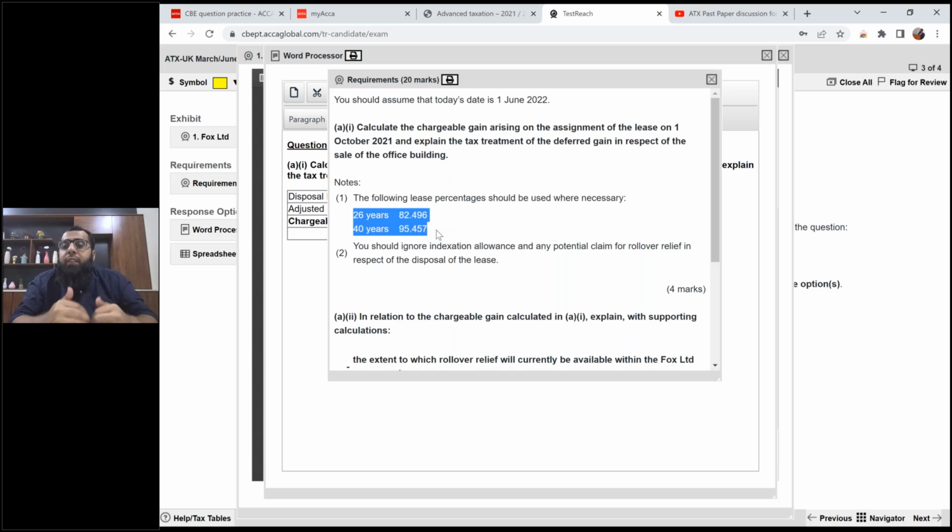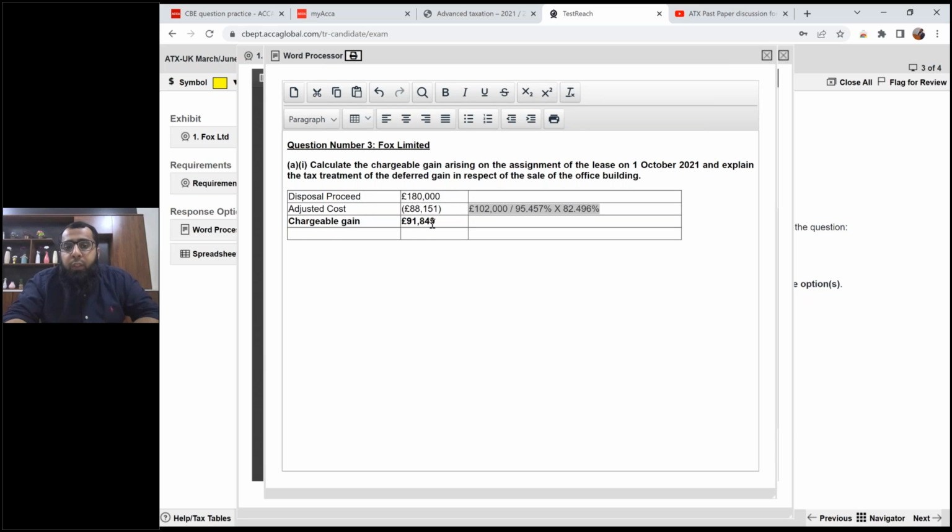The cost is adjusted when it is disposal of a lease and the lease is of less than 50 years. Is it clear? Please give me a response. Okay, so disposal proceeds less the adjusted cost. So now this is the chargeable gain.